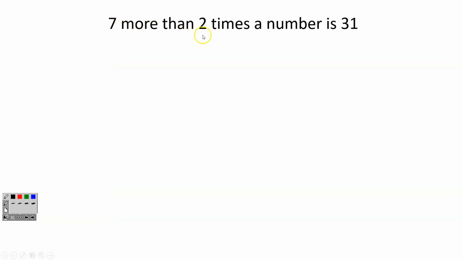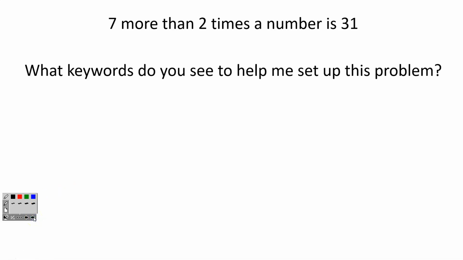So 7 more than 2 times the number is 31. So the first question I need to ask on this type of problem is, what keywords do I see to help me out? Well, I see more, and so I know I'm going to be adding. I see times, so I know I'm going to be multiplying. And I see the word is, which means equals.